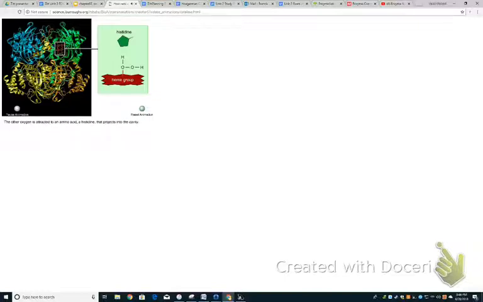The other oxygen is attracted to an amino acid, a histidine, that projects into the cavity. The bond between the 2 oxygen atoms is strained and breaks. Water forms when the remaining OH fragment pulls a hydrogen atom away from histidine. In a later reaction, another hydrogen peroxide enters the cavity and pulls oxygen away from iron. This forms water and oxygen gas. The enzyme has now been restored to its initial state and is ready to act again.